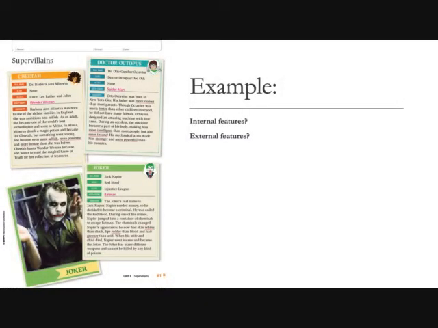In a book that I helped to write, we did a unit on superheroes and supervillains. And one of the things the students had to do was read these kind of player cards about different villains. So this is Cheetah, Dr. Octopus, and the Joker. All right, so let's have a look here. We'll break it down with the internal features and external features.